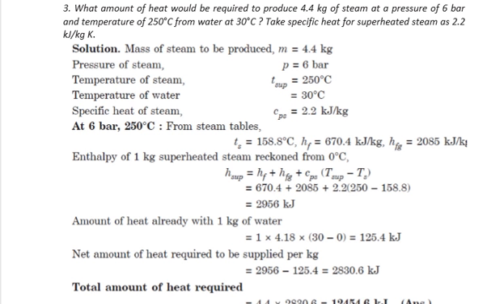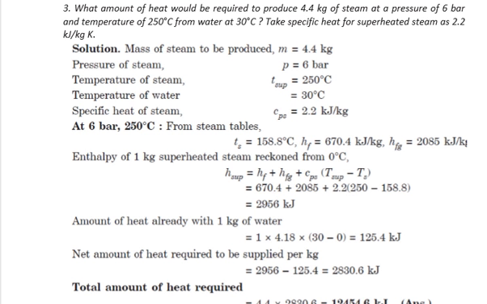Then you have to find out the amount of heat already with 1 kg of water, because 1 kg of water has energy itself: 1 into 4.18 into (30 minus 0) equal to 125.4 kilojoule. That means the heat of water is 125.4 kilojoule. Then you have to determine the net amount of heat needed to be supplied, that is, you have to subtract the heat already in 1 kg of water from the enthalpy: 2956 minus 125.4 equal to 2830.6 kilojoule. This is the net amount of heat required to convert water to steam.